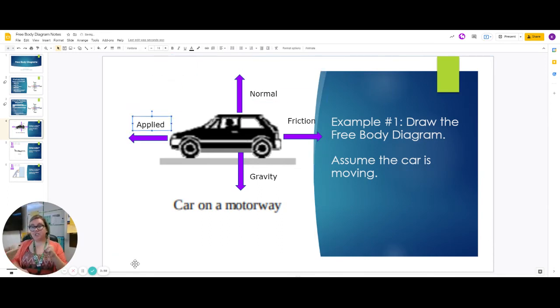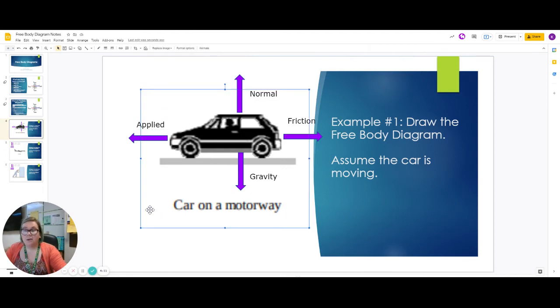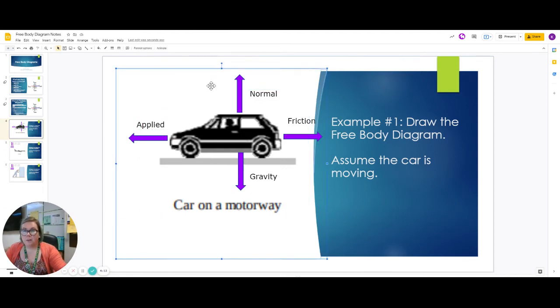Now, the last thing I have to do is remember this car is moving, so it's unbalanced forces. That means one of my arrows, at least one, has to be bigger than the others. Okay? So think about it for a second. Which one do you think is going to have to be bigger?